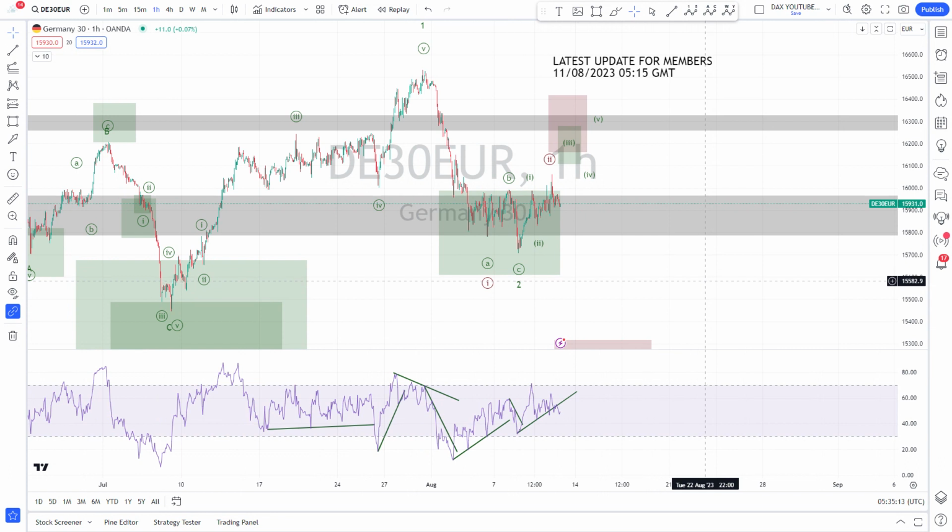But I have to stick to my system, so I cannot enter somewhere here. I have to wait. Okay, so let's see what the market gives us today.